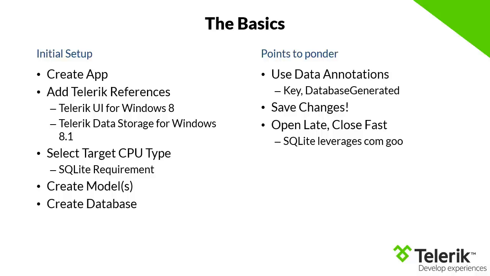Now, a couple points to ponder or best practices. Use data annotations, such as Key to indicate which field is the primary key. DatabaseGenerated for auto-incremented fields. Save changes often. Anytime that you make a change to the context, it's actually stored in a cache. It makes it very fast to work with, but we don't automatically save it. You need to specifically call SaveChanges.